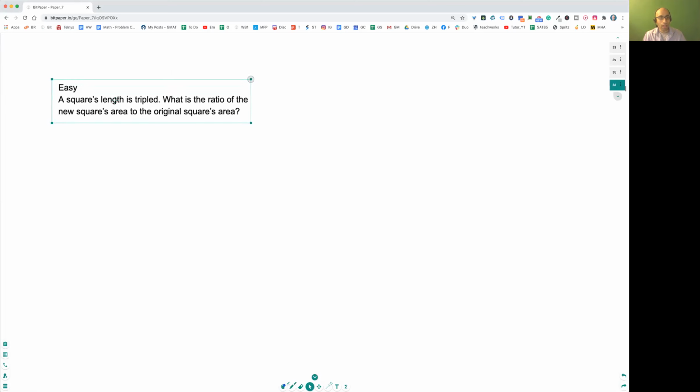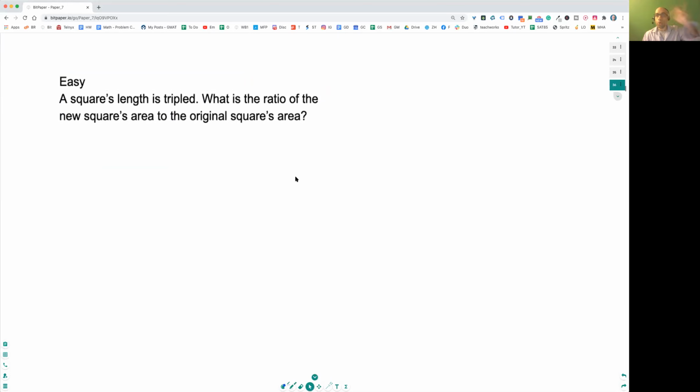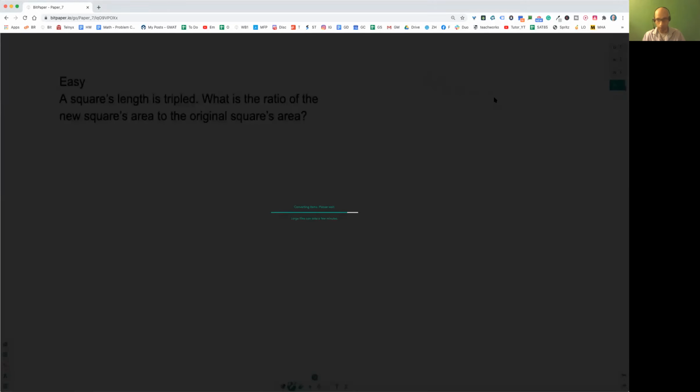Remember, our square's length is tripled, okay? So always take the original length to be 1, okay? So if its original length is 1, then what is the length of the new square? So think about it. Okay, think about that problem. Great, great. People are answering it in private. Very good. Yes, yes.